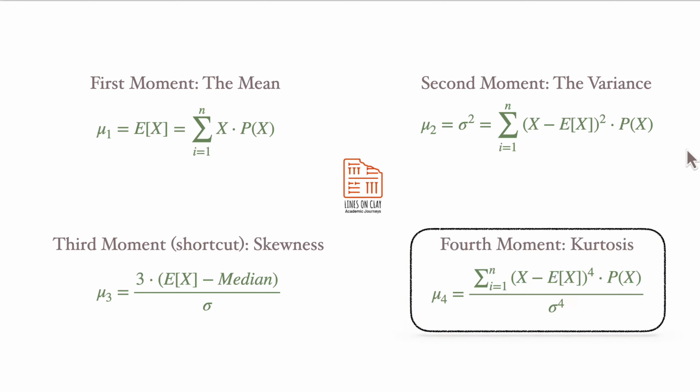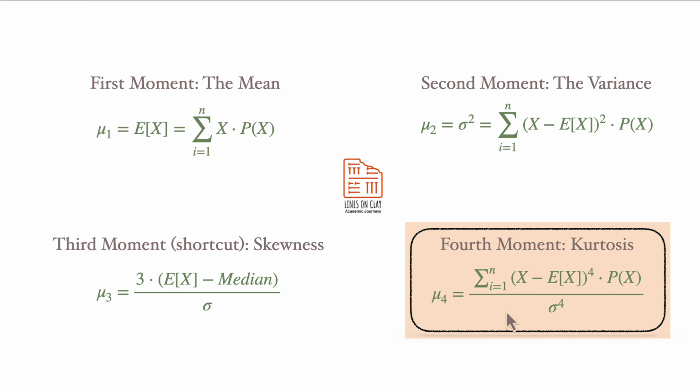All right, the formula for that fourth moment. What we're going to do is take those deviations, but instead of squaring them, we are going to take them to the fourth power, the quartic of the deviations from the mean. From there, we're going to multiply by the probabilities, just like we've done in the past, and then we're going to add, just like we did in the past.